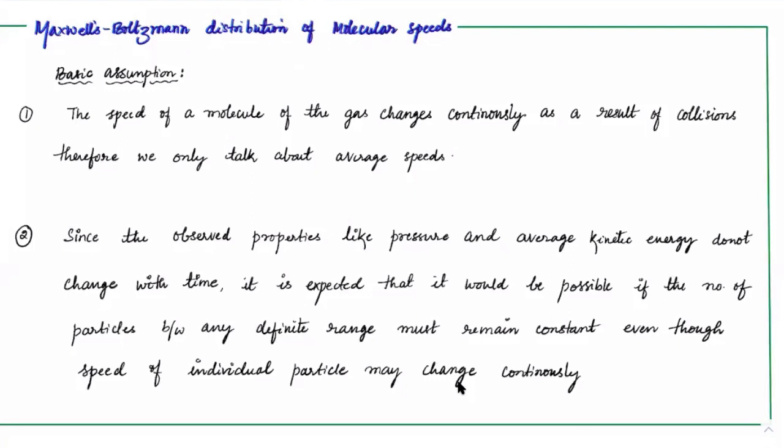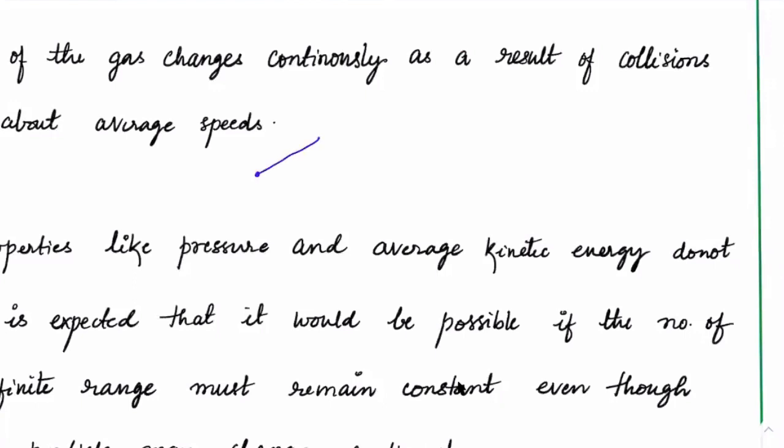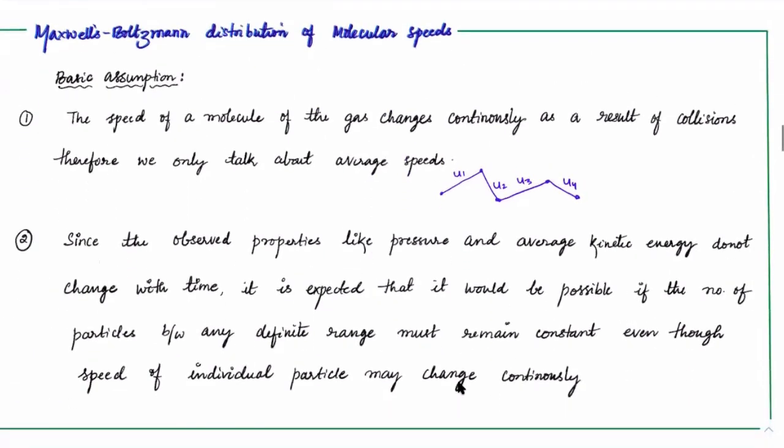First of all, let's see what is the basic assumption. The speed of the molecule of a gas changes continuously as a result of collisions. Therefore, we always talk about average speeds, which means if a particle starting from here makes a collision with a speed u1, then again after the collision it changes its speed. After again a collision it changes its speed. One more collision it changes its speed. So the speed of the particles will continuously keep changing every time it makes a collision. So it is always important to talk about the average speed rather than the individual speed.